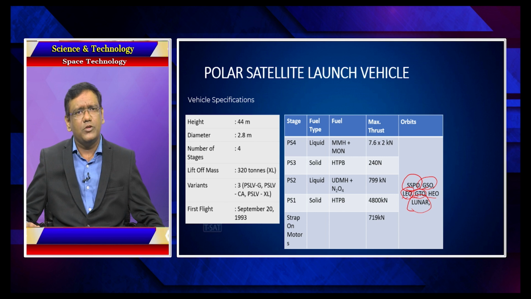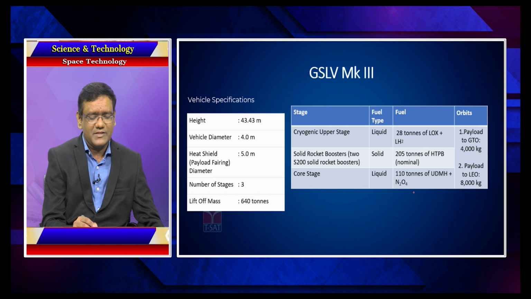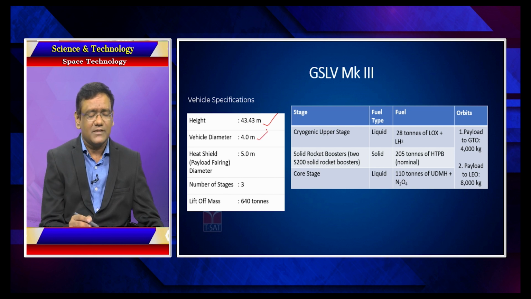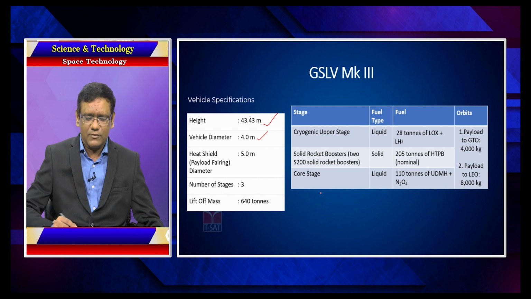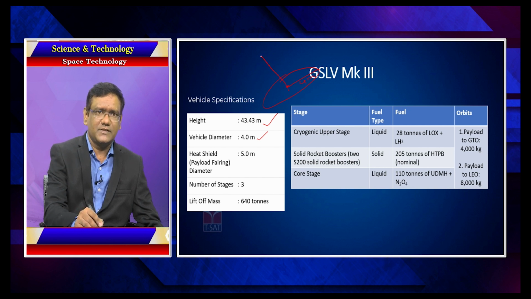And now let us talk about another satellite launch vehicle, that is GSLV Mk3. This is the latest one. GSLV has a height of 43.43 meters. The diameter is 4 meters, which means this is the diameter of this. This is 4 meters, and this is the height, which would be around 43.43 meters.